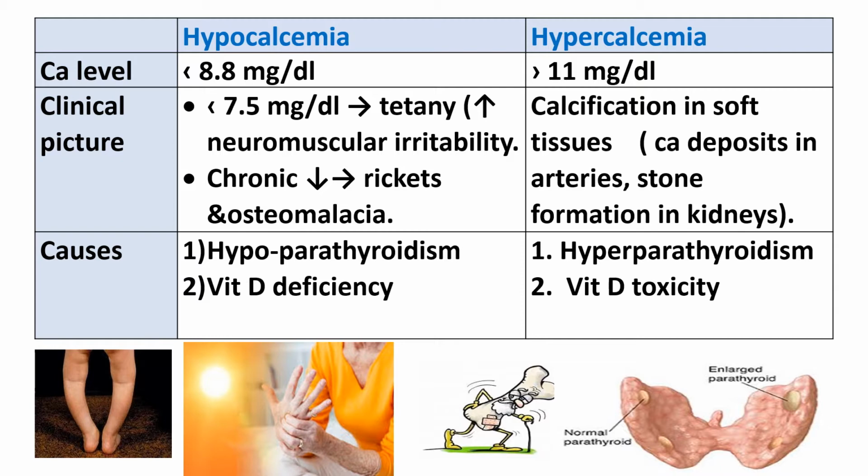The parathyroid hormone increases calcium and decreases phosphorus. Calcitonin decreases both of them, decreases calcium and phosphorus.